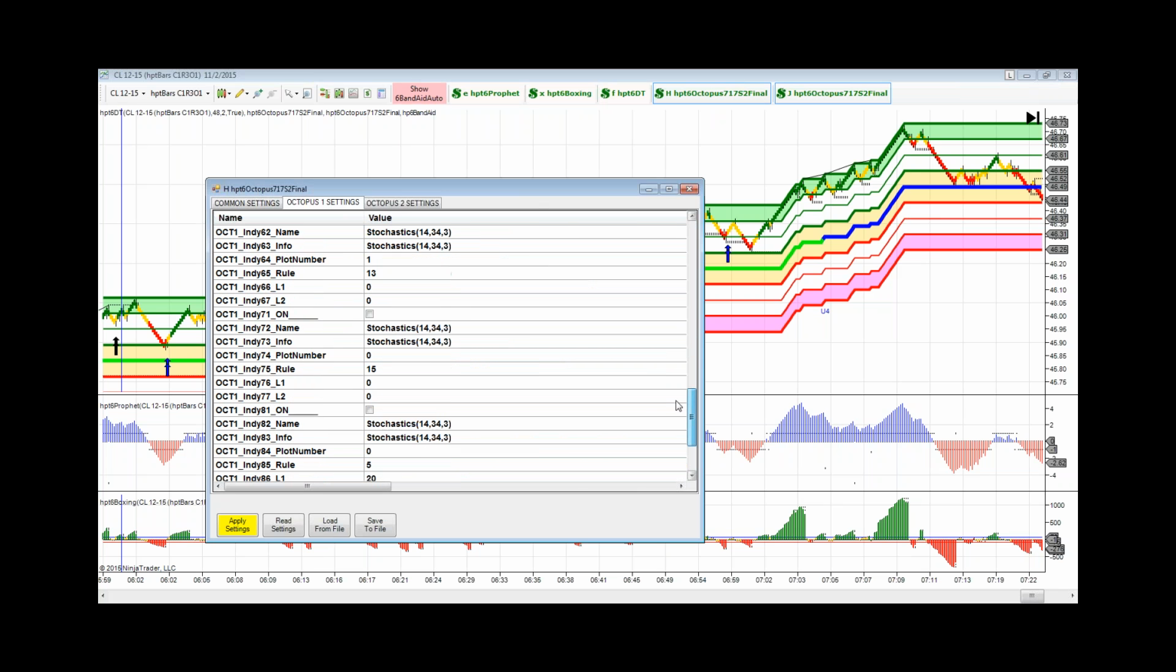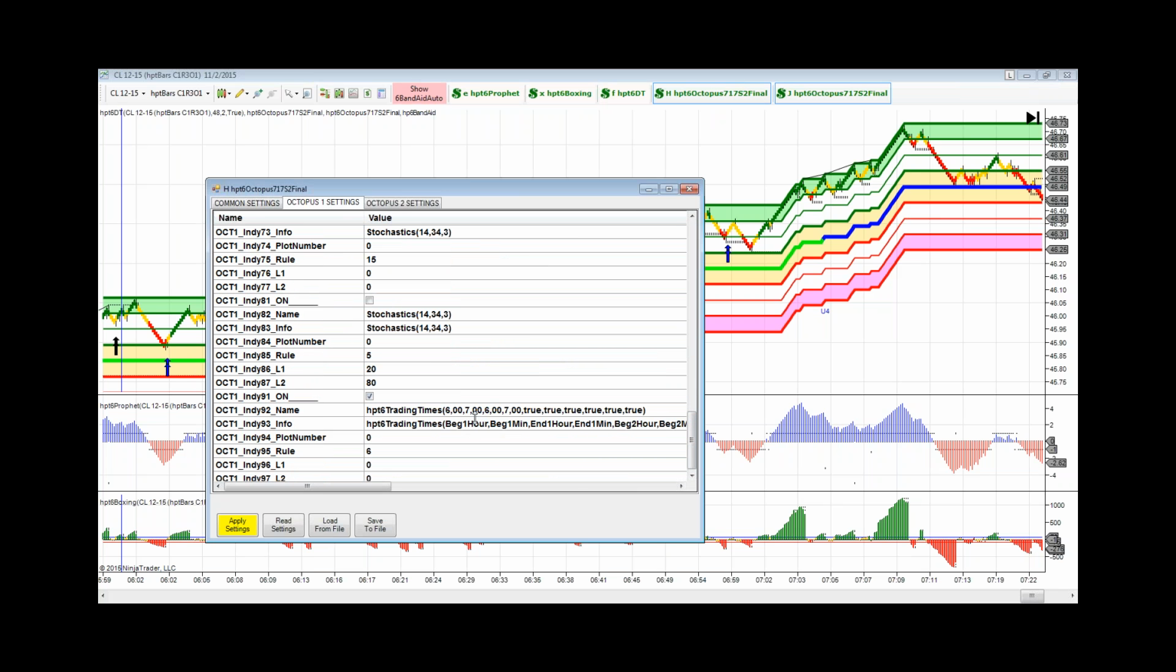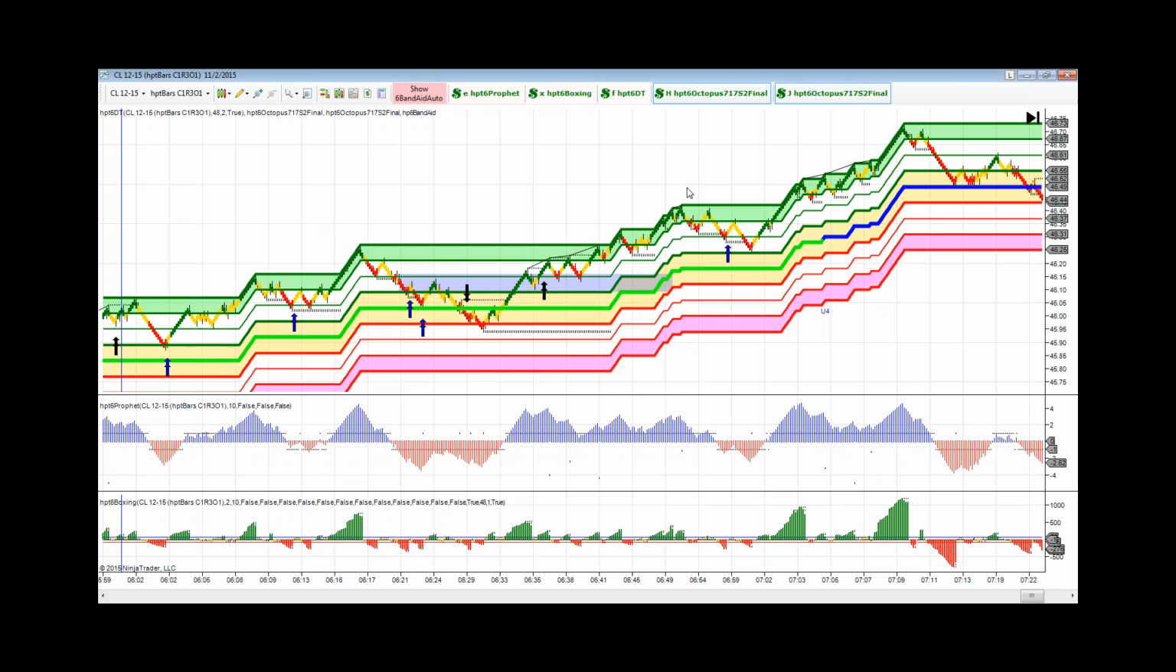I just wanted to show because it has trading times built in. You can see the trading times are built in here from 6 to 7 a.m. So it's looking to do that. It'll turn itself off automatically. So let's take a look at what the trades are then after that for the next hour or so using the brakes in crude oil.